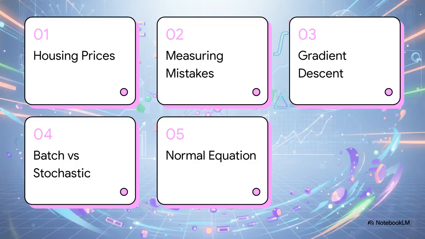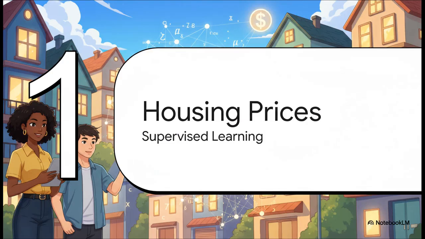Here's our roadmap for the explainer today. First, predicting housing prices. Second, measuring our mistakes. Third, the gradient descent journey. Fourth, batch versus stochastic. And finally, the normal equation shortcut. Section 1. Predicting housing prices.